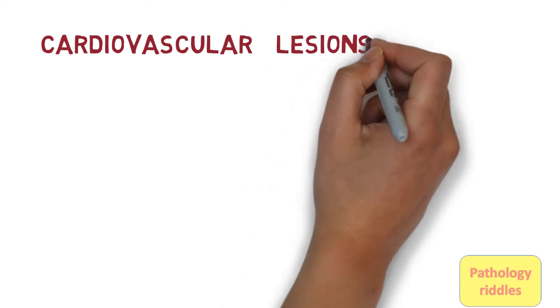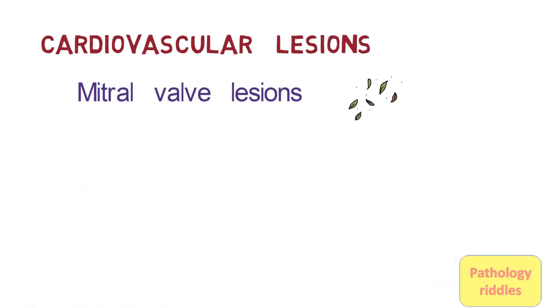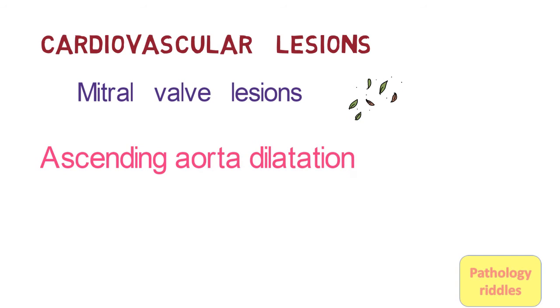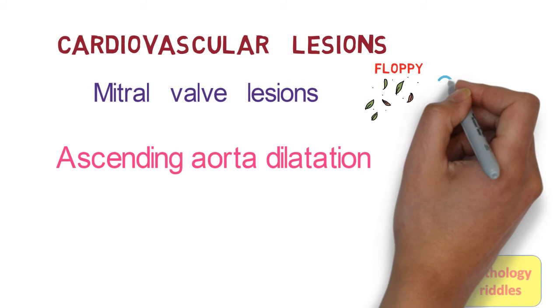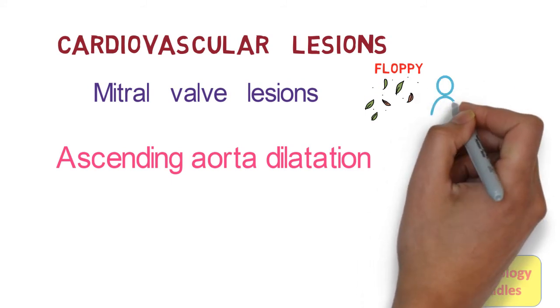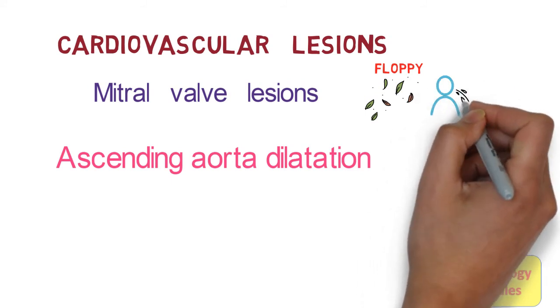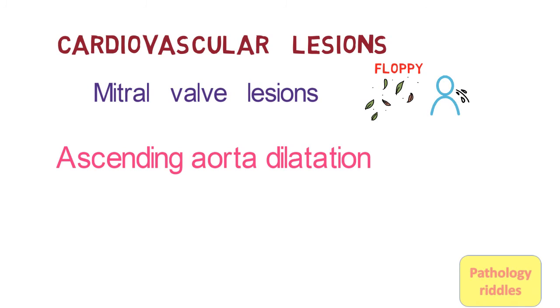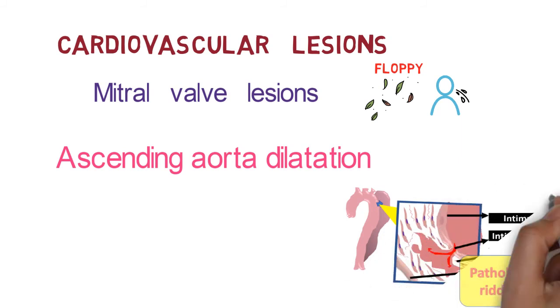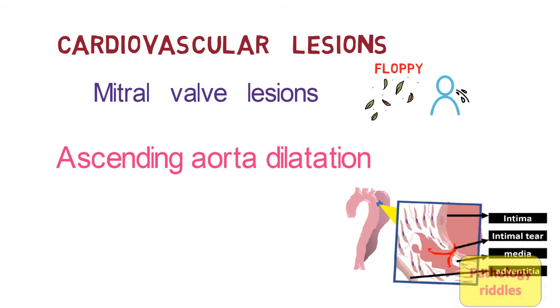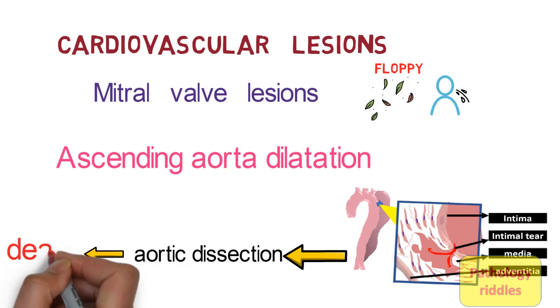The cardiovascular lesions include mitral valve lesion and ascending aorta dilatation. Loss of connective tissue in the mitral valve makes it floppy, along with lengthening of chordae tendineae, which gives rise to mitral regurgitation. In the aorta, the medial layer loss along with increased TGF beta signaling causes dilation of the aorta and intimal tear, which can cause intramural hematoma leading to aortic dissection, which causes death in 30 to 45% of the cases.